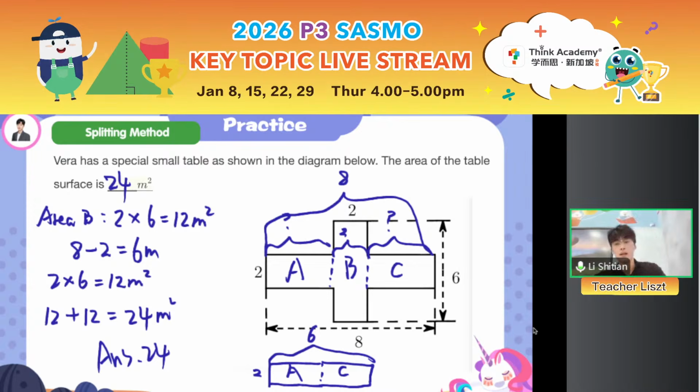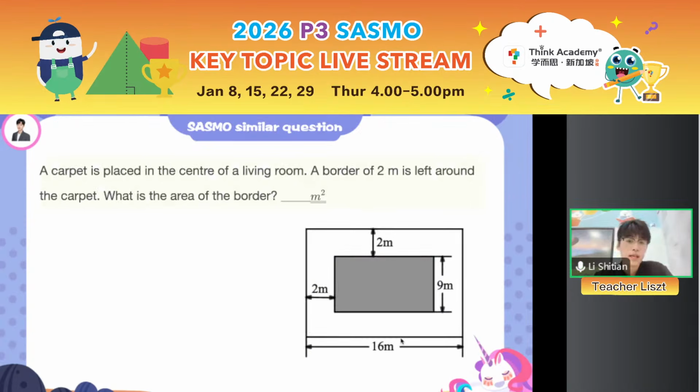So now let's move to the question here. This is the final question, and it is also a Sasmo similar question, okay? So if you guys do it correctly, probably you can get the mark in Sasmo, right? Okay, so now let's read the question. A carpet is placed in the center of a living room, and a border of 2 meters is left around the carpet. What is the area of the border?